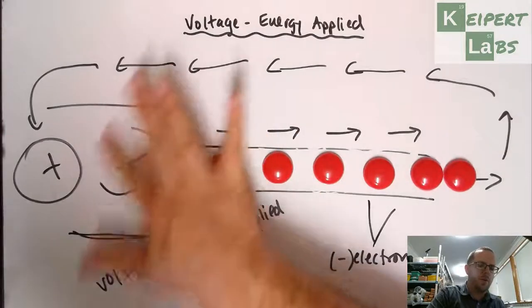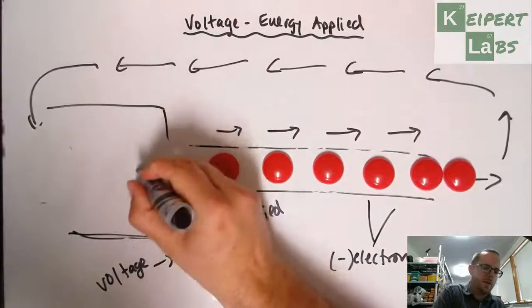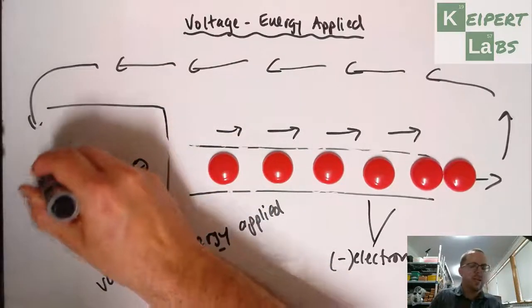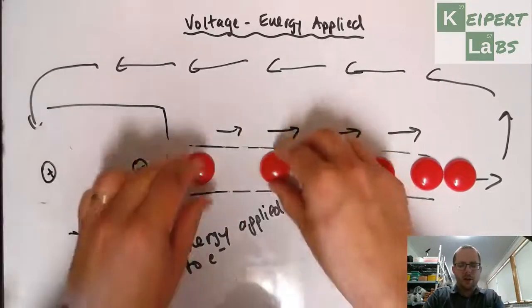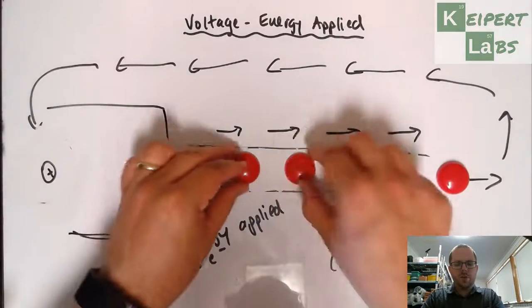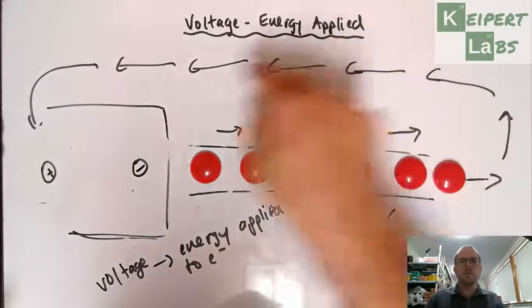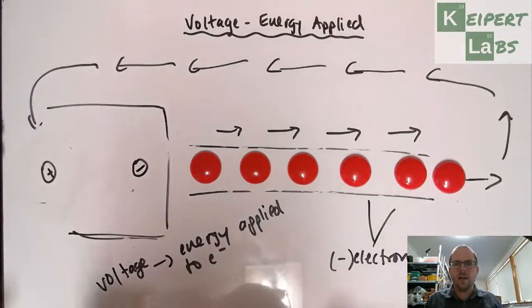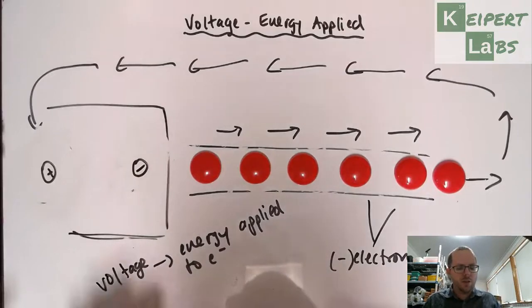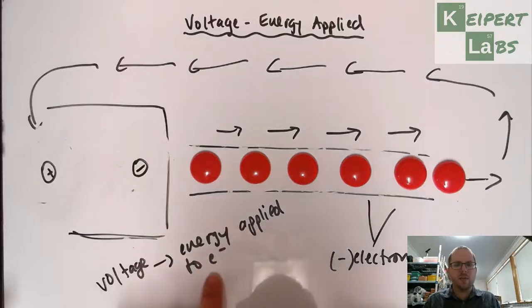Likewise, if I took my original one and instead of turning it up, I turned it down, so I had only a little voltage, then I only have a little push towards these electrons, only a little push as they move their way through. So there's less energy applied. Voltage in an electric circuit is the energy applied to the electrons.